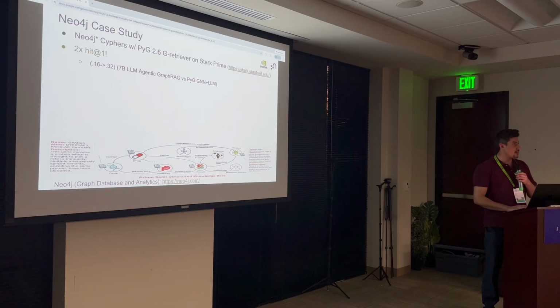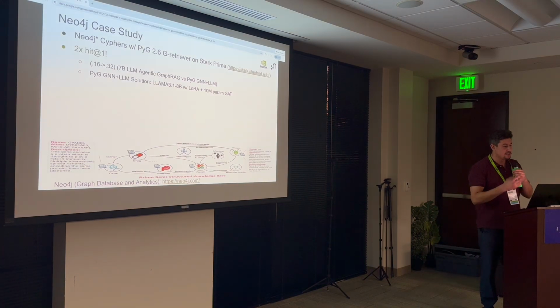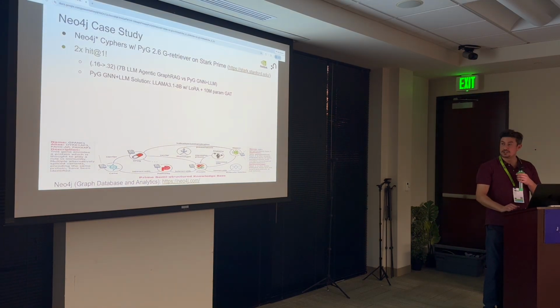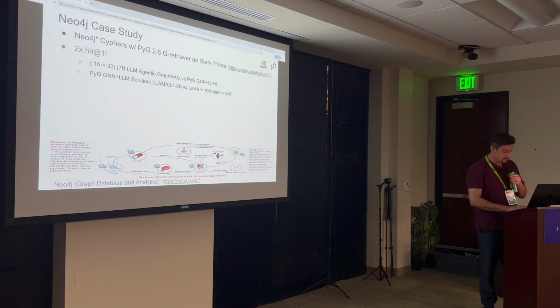The baseline of comparison is a 16% accurate 7 billion parameter LLM-based agentic GraphRAG, while the new GNN+LLM solution provides 32% accuracy. The new solution consists of a Llama 3.1 8B model using LoRA with a 10 million parameter graph attention transformer. It's a type of GNN. This solution shows how much accuracy can be improved by adding a GNN for such an inconsequential parametric cost.